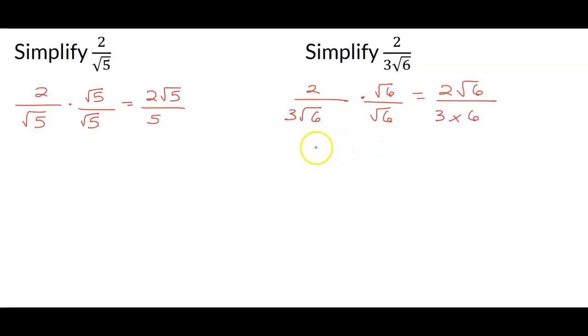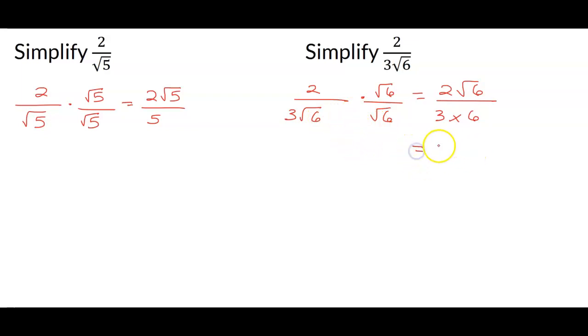There is a temptation to also multiply by 3 square root of 6. It just makes things longer. It makes your process longer. So all you really need to do is to make sure you're multiplying by the radicals. You're multiplying the radicals by the numerator and the denominator.